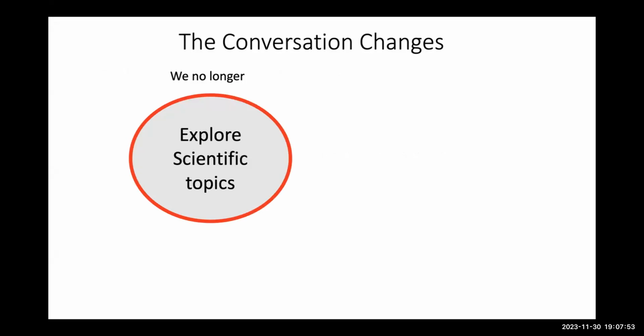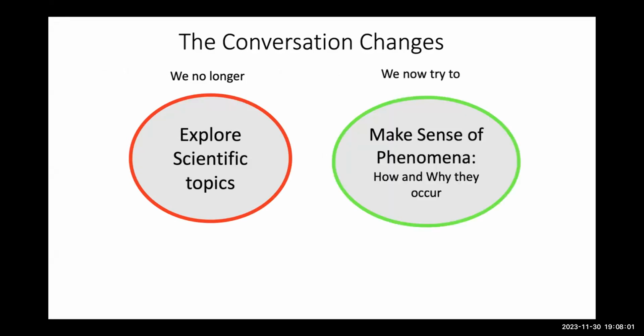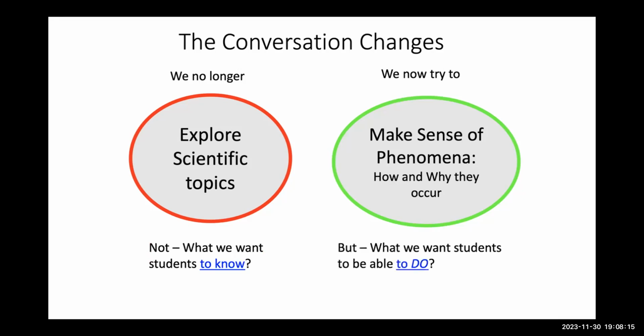So we're really no longer exploring scientific topics, so we don't have the list of science topics we're going to study. We're now shifting, and we're really trying to make sense of phenomena, how and why they occur. And so we want to focus less on what we want students to know, but now we want what we want students to be able to do.